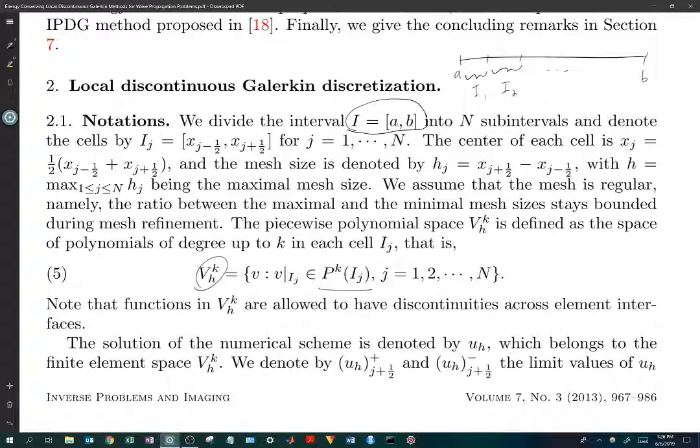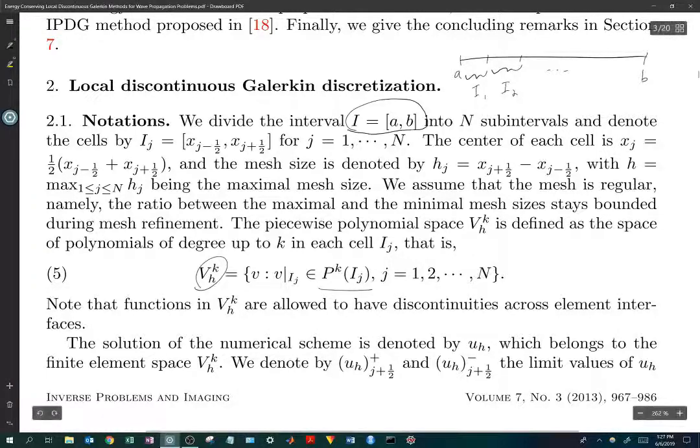And so then what you do, to get a function in VHK, is you just glue all of these functions together. So you have this polynomial space on I1, and then a polynomial space on I2, then a polynomial space on I3, etc. And a function on VHK is just a function such that when you restrict it to I1, it's a function in PK(I1), and then you restrict it to I2, and it's a function in PK(I2), etc., etc.